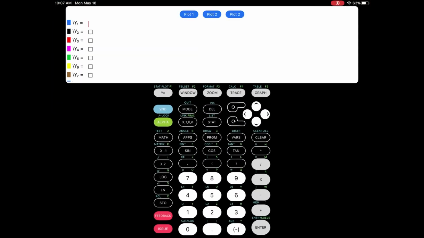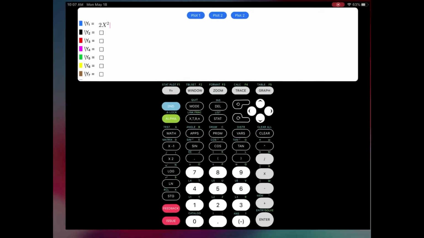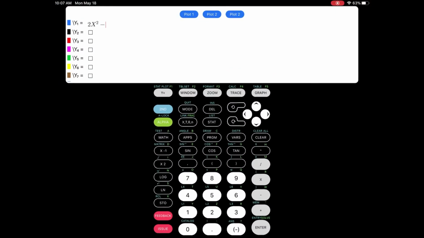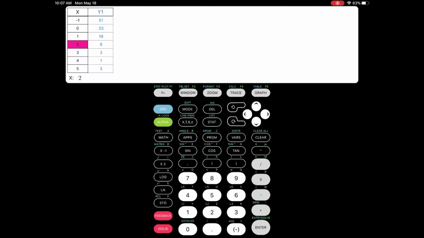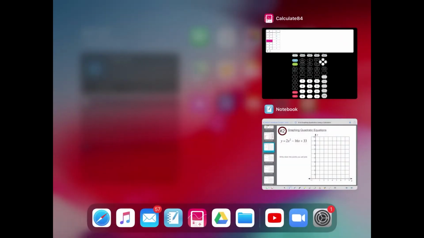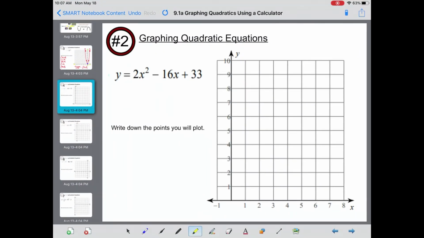Okay. Here we have 2x squared minus 16x plus 33. Go to y equals, clear out whatever's in there. 2x squared minus 16x plus 33. Second, well, take a peek at the graph.